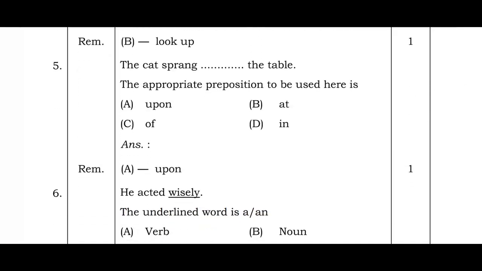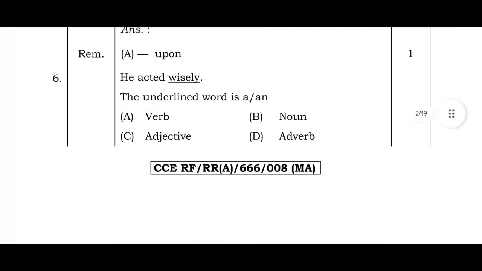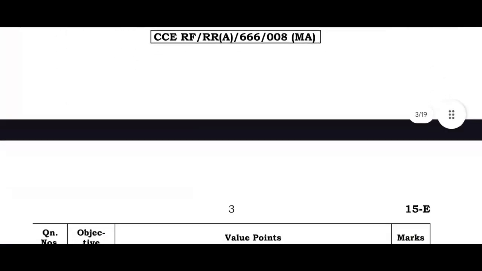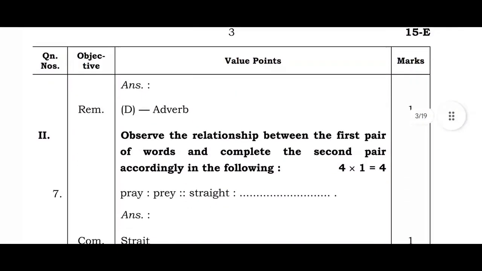5th. The cat sprang dash the table. The appropriate preposition to be used here is option A, upon. 6th. He acted wisely. The underlined word is a or an. Option D, adverb.